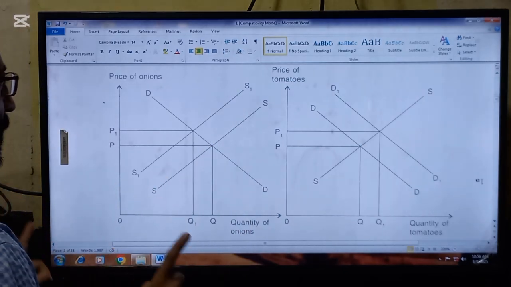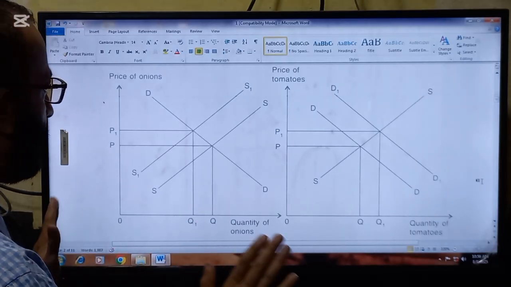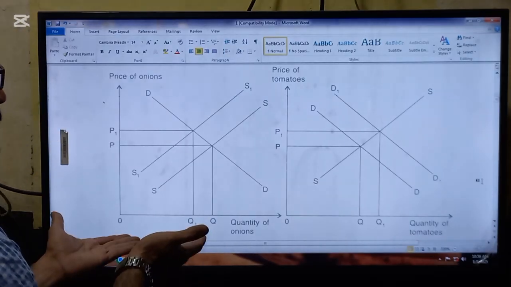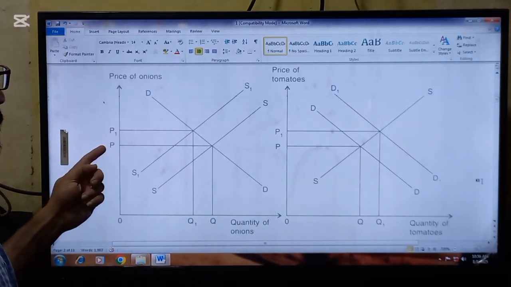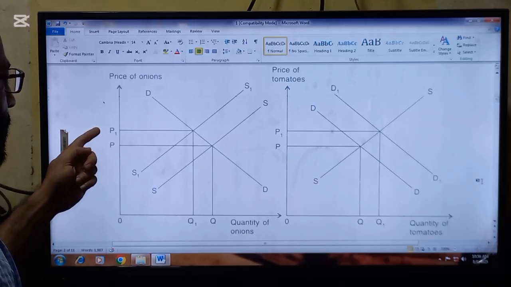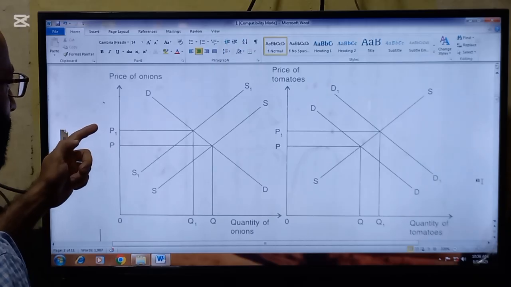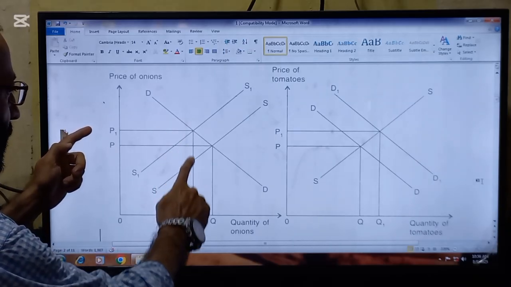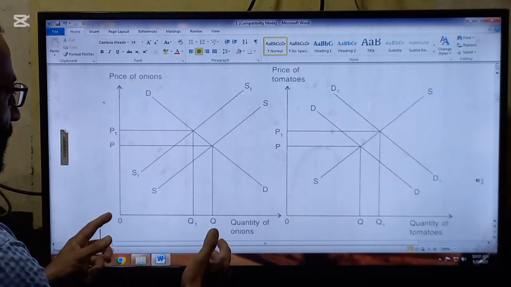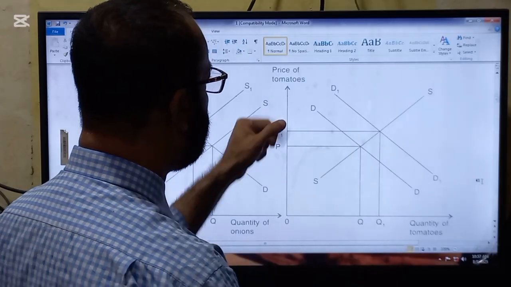So because the supply is reduced but the demand is still there, it means there will be an upward pressure on the equilibrium price to reset as the new equilibrium price, that will be P1, which will be higher than the previous equilibrium price. Because of the higher price, the persons who are able and willing to purchase the onions will be given the commodity. And here is the figure of the tomatoes.